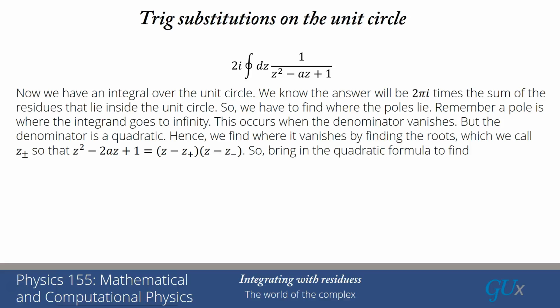And in order to determine z plus minus, we have to use the quadratic formula, and by plugging in, we immediately find z plus minus is a plus or minus the square root of a squared minus 1.